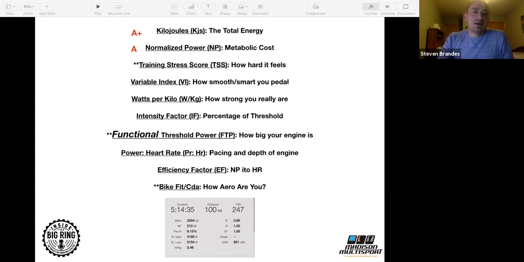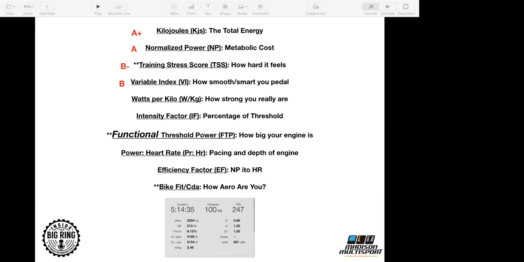Normalized power, an A. TSS, B minus. I don't put it personally that high into my book. Your variability index, I gave it a B.